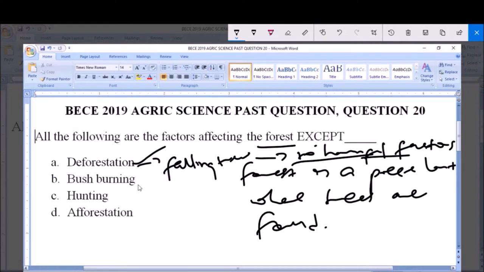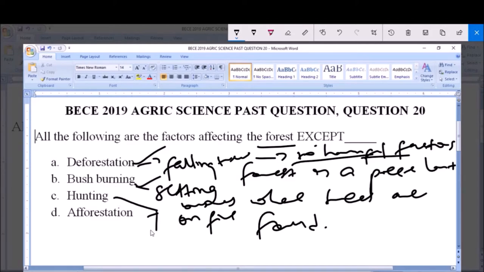Now B says bush burning. Bush burning simply means setting the bushes on fire, and by so doing you are also exposing the soil surface to harmful factors like the wind, sunlight and erosion. So it also affects the forest.